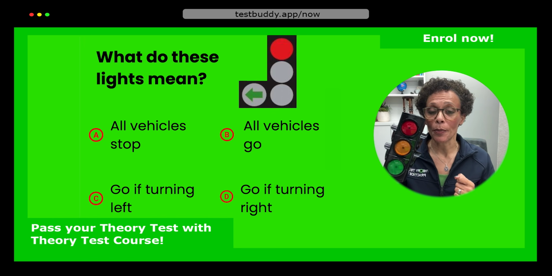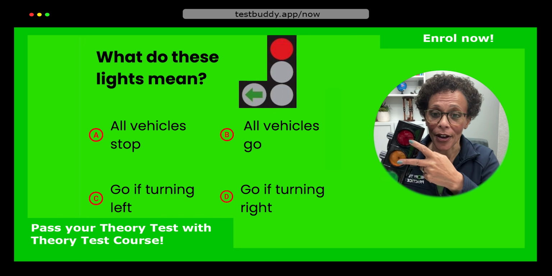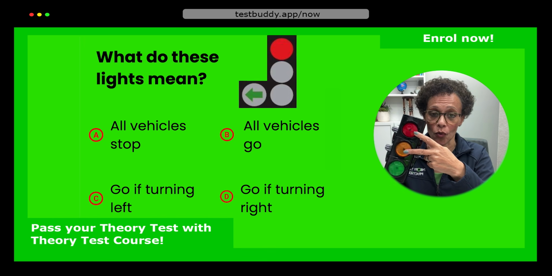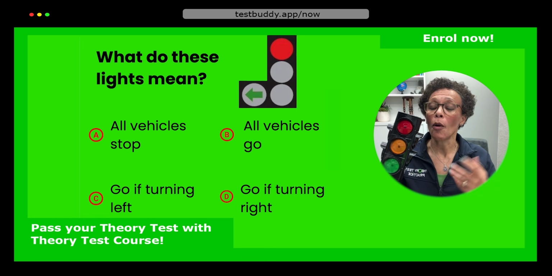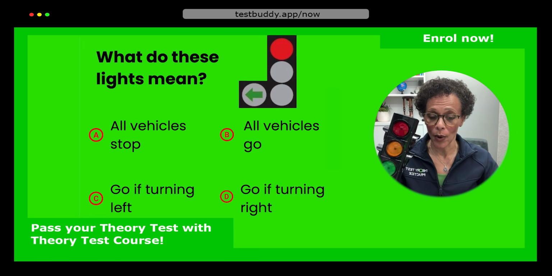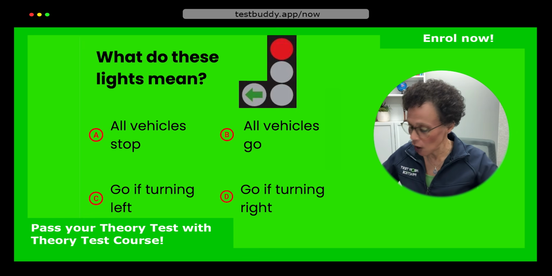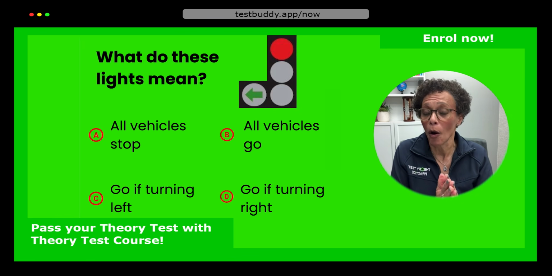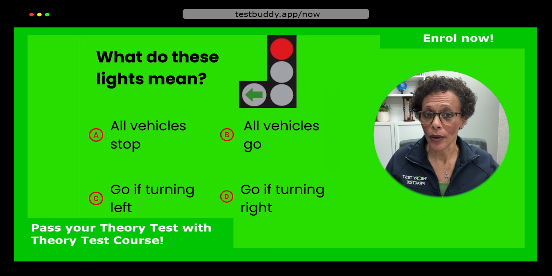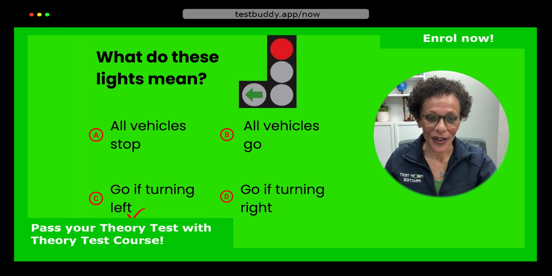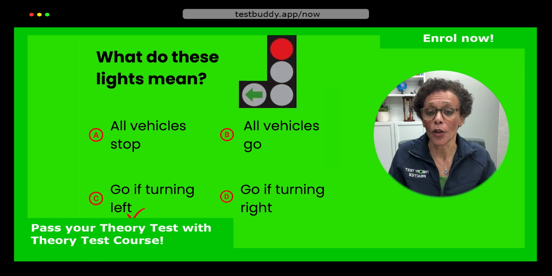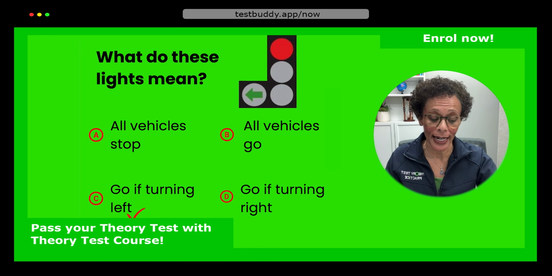The second verse is all the lights mean stop and wait, apart from green. Going on amber shouldn't be seen. So red is stop and wait. Red and amber together is stop and wait until it changes to green. Green is go if it's safe. Amber is stop if it's safe, and red is stop and wait. So these lights have got a red spot which means stop, but they've got a green arrow. The green arrow is pointing left. So if you're going left, you can go. All other directions, you have to stop and wait. So the answer is C, go if you're turning left.